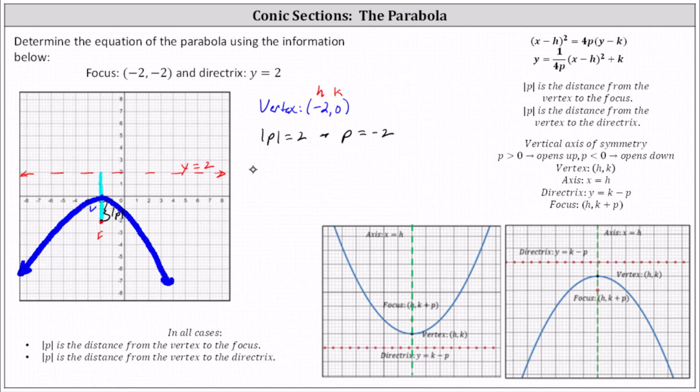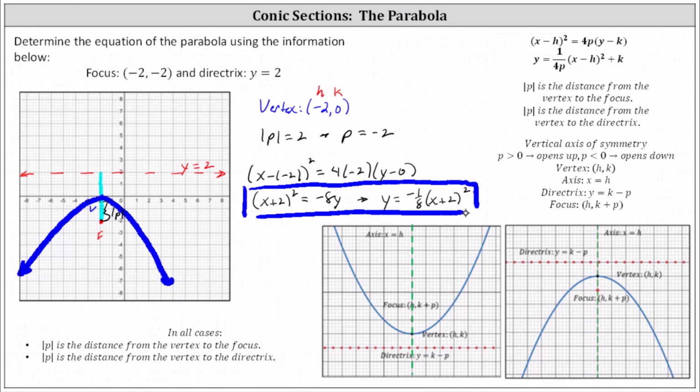The equation of the parabola is the square of (x minus h), which is the square of (x minus -2), equals 4 times p, or 4 times -2, times the quantity (y minus k), which in our case is the quantity (y minus 0). Simplifying, we have the square of (x plus 2) equals -8y. If we want to, we can solve for y by multiplying both sides by -1/8, which gives us y equals -1/8 times the square of (x plus 2). Either form of the equation should be acceptable.